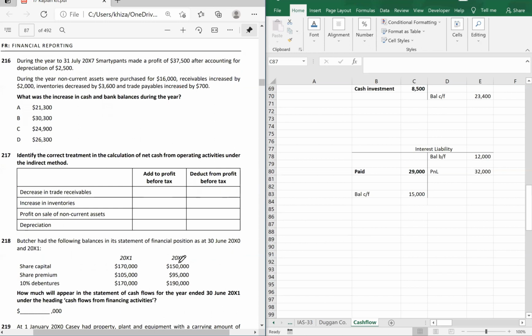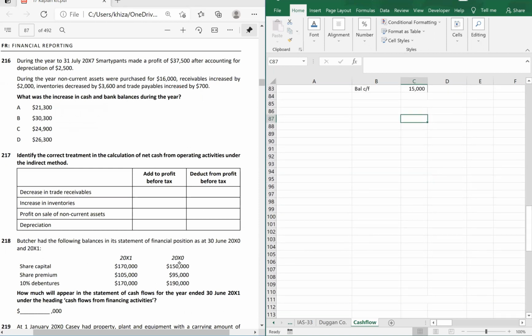During the year ended 31st July, Smarty Pants made a profit of 37,500 after accounting for depreciation of 2,500. During the year, non-current assets were purchased for 16,000, receivables increased by 2,000, inventories decreased by 3,600, trade payables increased by 700. What was the increase in cash and bank balances during the year? A very simple question. Try this. I want an answer in like 1 minute, not even 1 minute, 45 seconds.